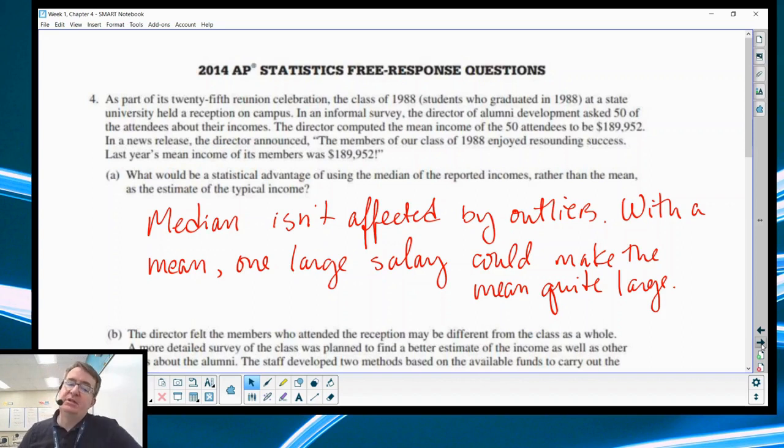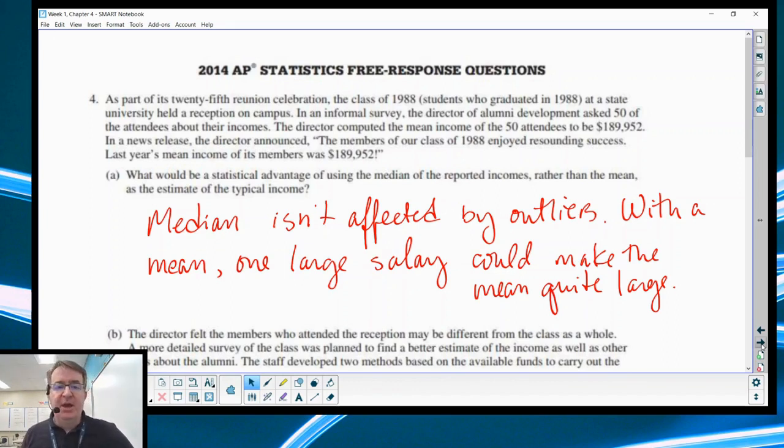So in a news release, the director announced, the members of our class of 1988 are enjoying resounding success. Last year, mean income of its members was $189,952. Okay. I'm sure you already know what is so wrong with that. But again, remember, as I said before, answer the question that's being asked. What would be the statistical advantage of using median to report the incomes rather than mean as the estimate of income?